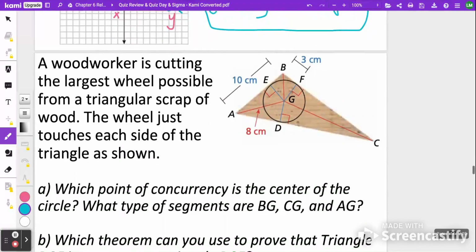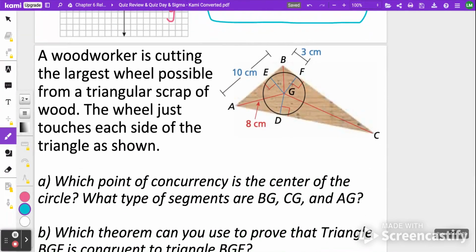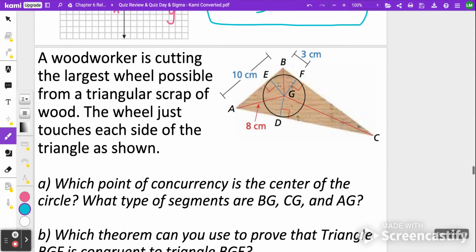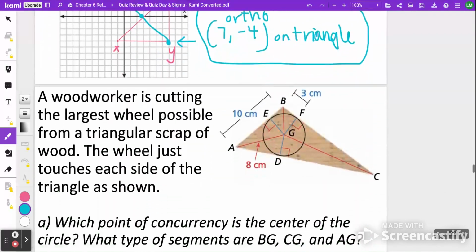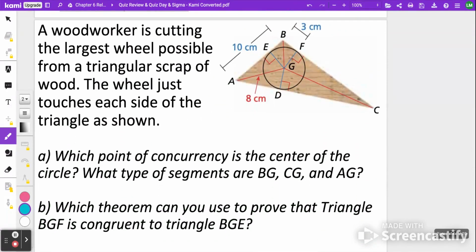Okay. All right. Back to some word problems. We have number 12? Yep, so we're on 13. Okay, a woodcutter is cutting the largest wheel possible for a triangular scrap of wood. The wheel just touches each side of the triangle as shown. What type of concurrency is the center of the circle? For this one, we're going to say we can use the incenter.